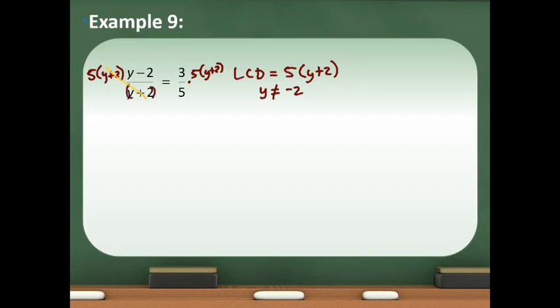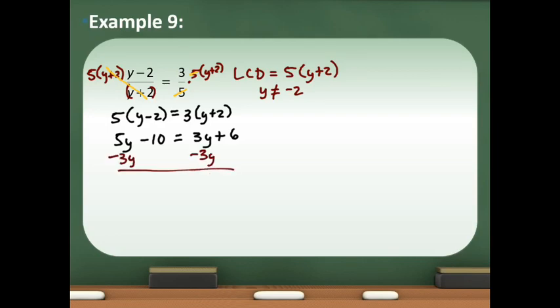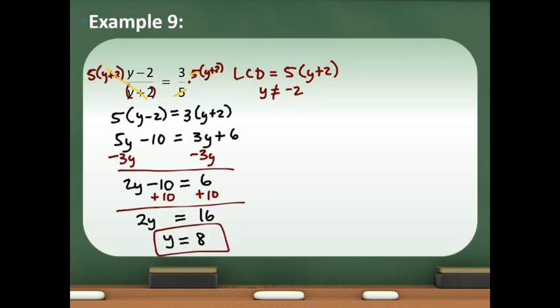And notice the y plus 2s are going to cancel on the left, and you've got 5 times y minus 2. And on the right, the 5s are going to cancel, and you're left with 3 times y plus 2. So we're going to end up with 5y minus 10 on the left when we distribute. On the right, 3y plus 6. We're all simplified. We just need to get y on one side only, so let's get rid of the y on the right by subtracting 3y. Get 2y minus 10 is 6. We'll add 10 to both sides and divide by 2, and we're going to get 8. And that's the end of this video.